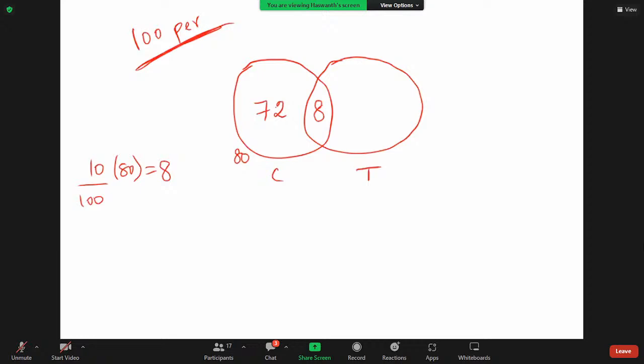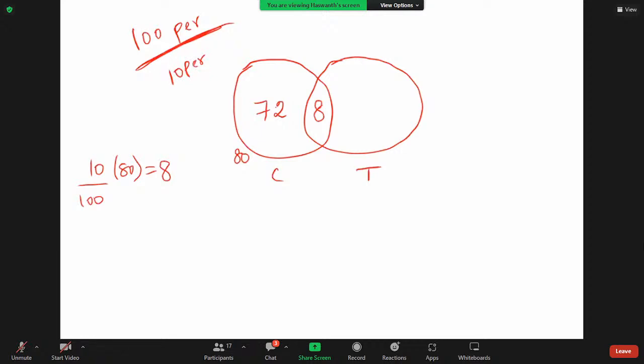Then 10% of the people in the party drink neither of these drinks. So that means out of 100%, 10% are not drinking coffee, not drinking tea.